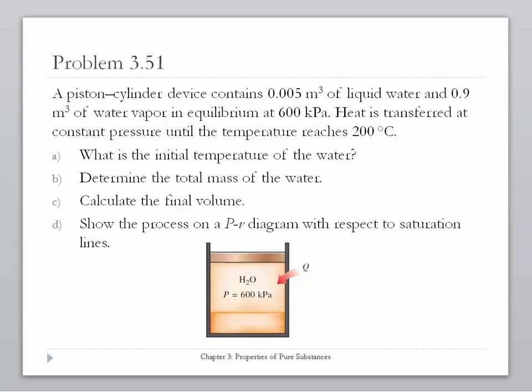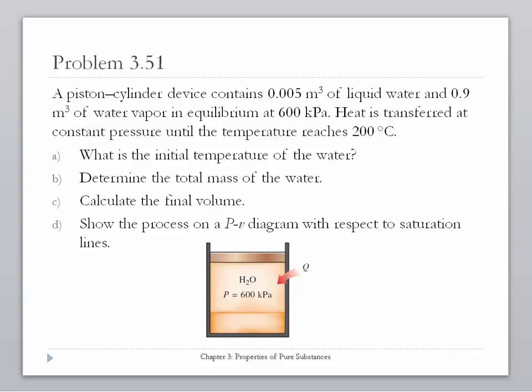The next problem in the lecture is problem 3.51. In this problem, there is a piston cylinder device which has 0.005 meter cubed of liquid water and 0.9 meter cubed of water vapor, which are both in equilibrium at 600 kilopascals. The heat is transferred at constant pressure until the temperature reaches 200 Celsius.